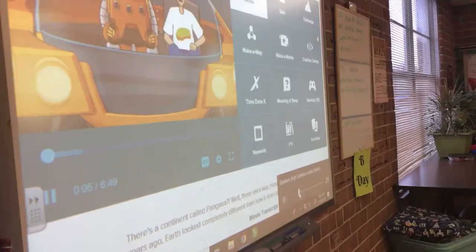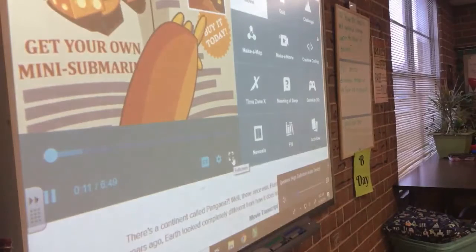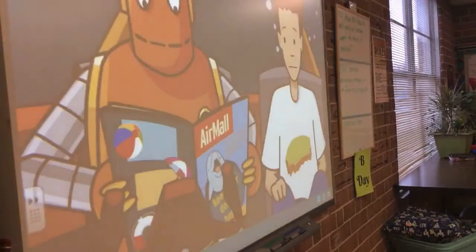Are you sure this thing is rated for this depth? You bought it from an Airmall catalog. Oh, great.